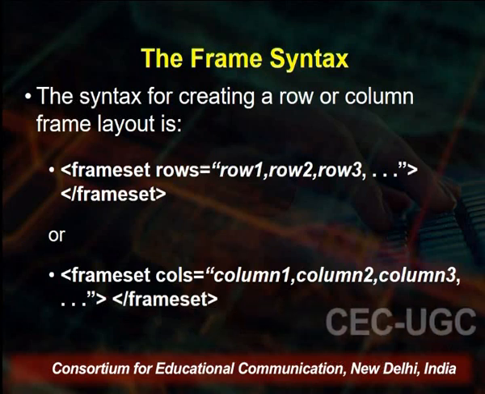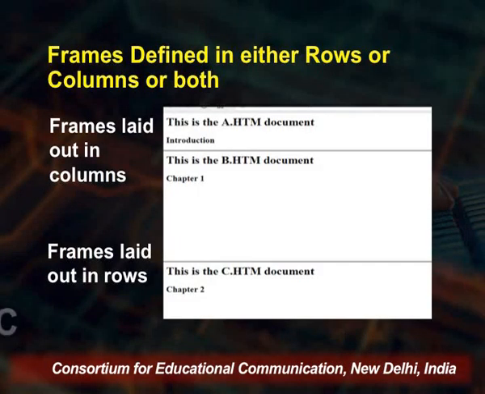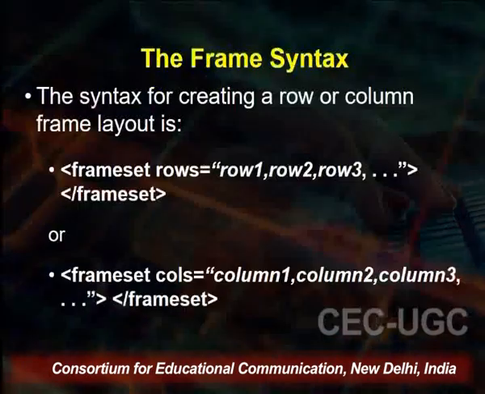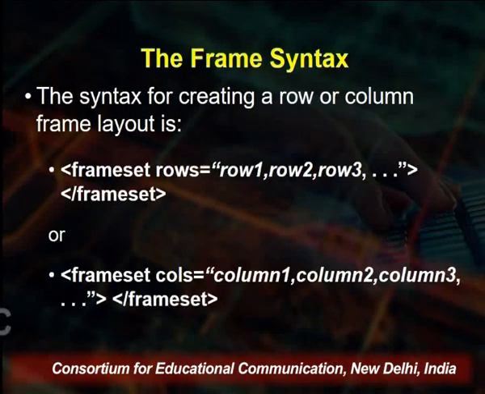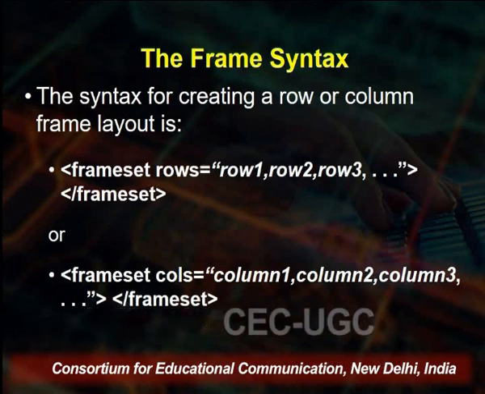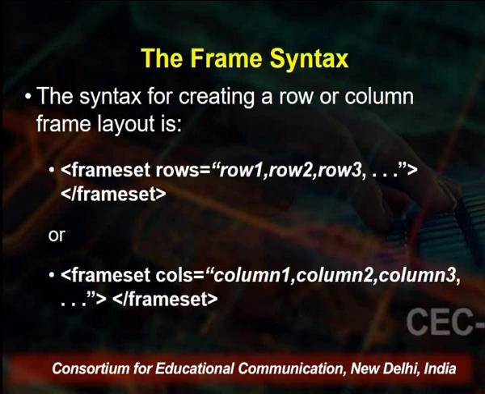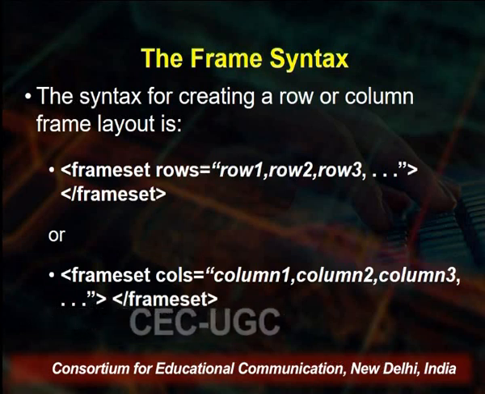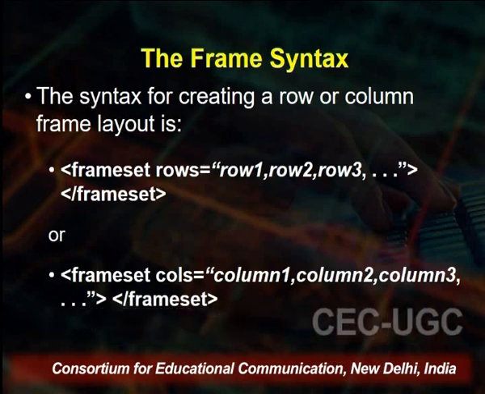Say, for example, in this case, if you want these 3 rows, and approximately if we look at this, we can see that the first row is about 20% of the screen area, the second row is about 50% of the screen area, and the third row is about 30% of the screen area. So, we will write frameset rows equal to 20%, 50%, 30%. Likewise, if you want to create columnar frames, you will similarly write frameset cols equal to, and you will write the size of each column.